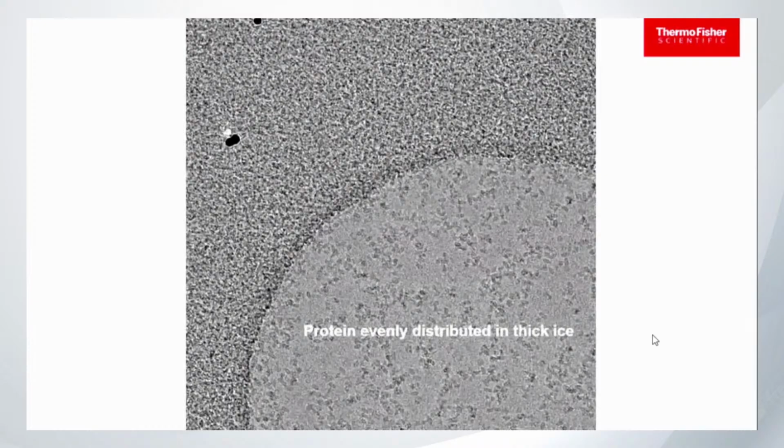And if I take a picture right now, perfect, win. So you can see here, the protein is evenly distributed on the ice. Every single one of those guys is a different protein. Okay, so right now I can start collecting data on this particular grid.